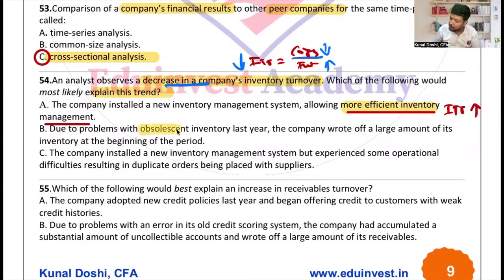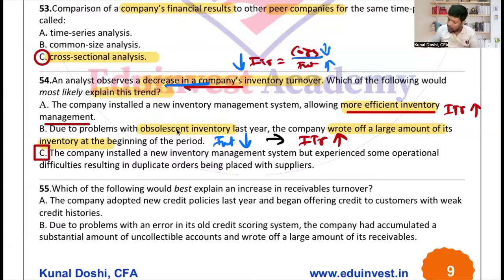Due to problems with obsolete inventory, meaning inventory that is wasted, last year the company wrote off a large amount of inventory. See, guys, when you write off inventory, your inventory goes down. And whenever your inventory goes down, ironically, your inventory turnover ratio will increase. We are looking for what will cause your inventory turnover ratio to go down. They are asking decrease of inventory turnover. Which one? A and B, definitely not. So C is the answer.